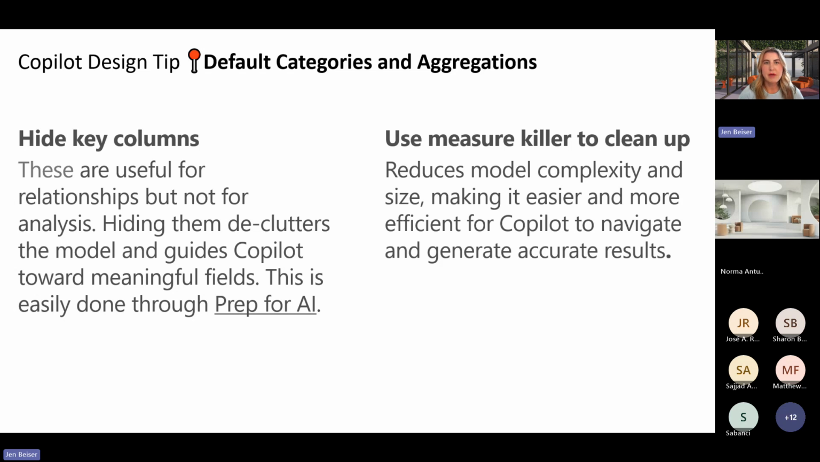I mentioned before Measure Killer in regards to performance. It's really good for Copilot as well, especially when you're thinking about cost management. If there are a lot of fields that aren't being used or considered, you probably don't want Copilot to consider those either. The larger your model, the more time it's going to take for Copilot to come back with an answer for you. And if you have a lot of fields that aren't used, it might answer with something that's not necessarily relevant to the end users.